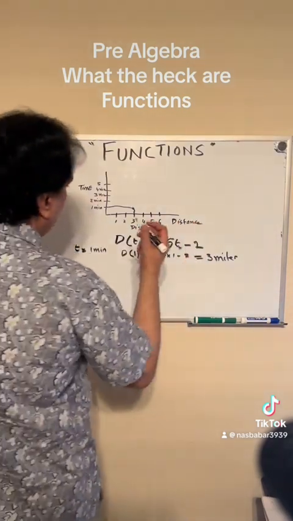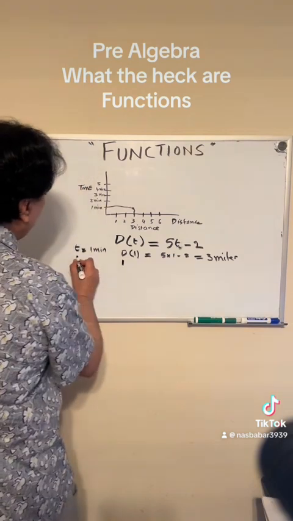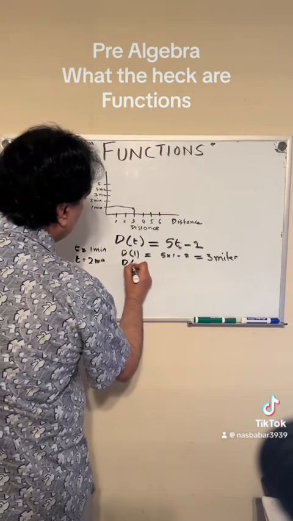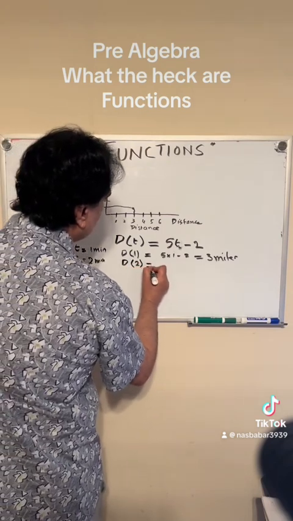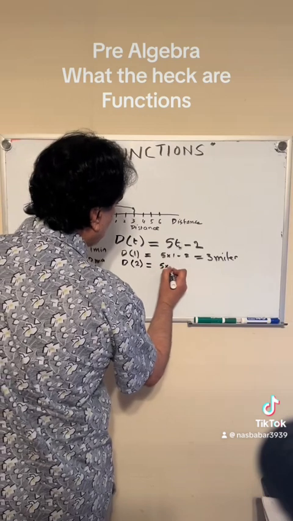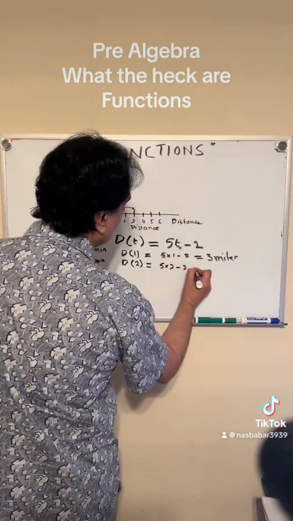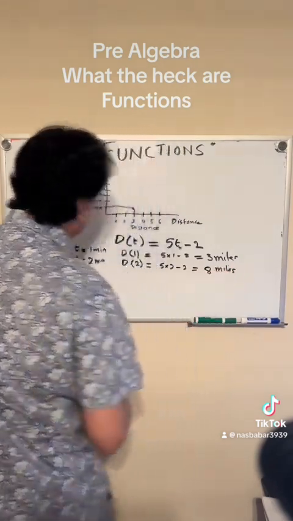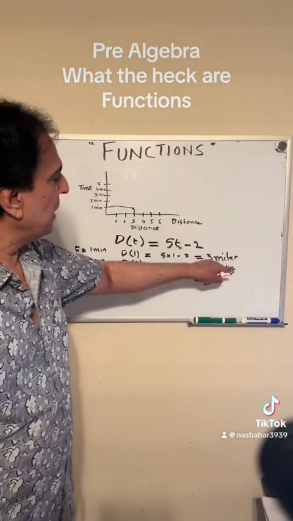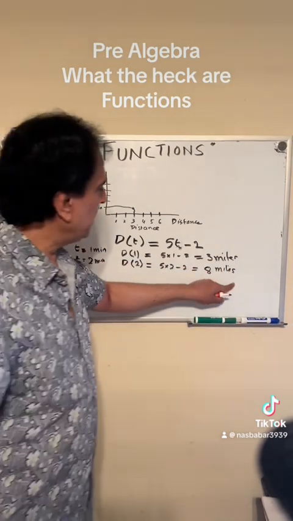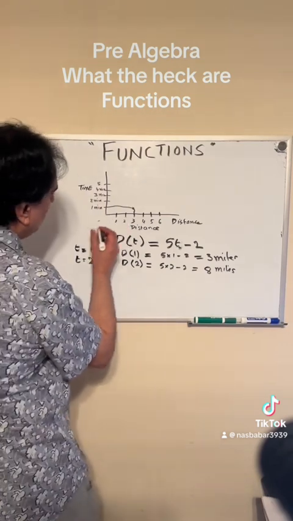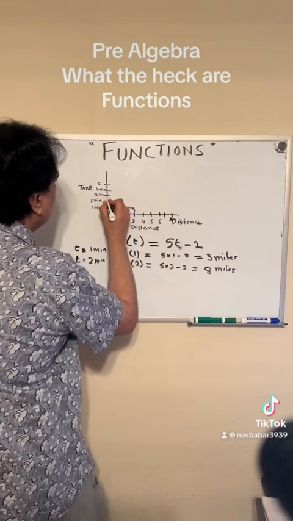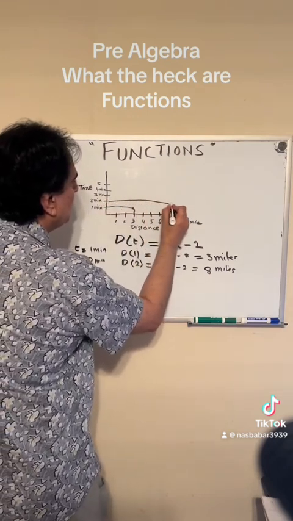So let's say we make the time 2 minutes. Then what is going to be my distance covered? That would be 5 times 2 minus 2, which is 10 minus 2, 8 miles. Okay? So in 1 minute, I was able to go 3 miles. In 2 minutes, I'm able to go 8 miles. So if we draw the graph, 8 is right here, and then in 2 minutes, I went up here. So this is my point.